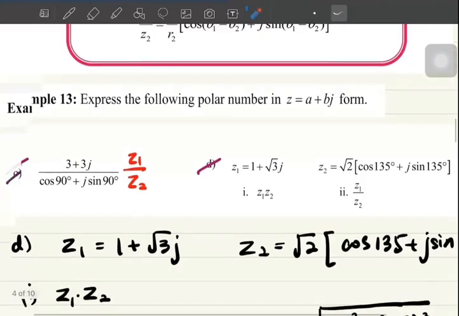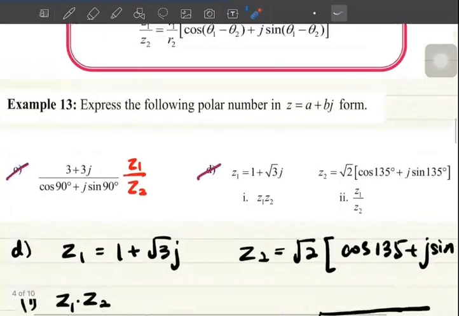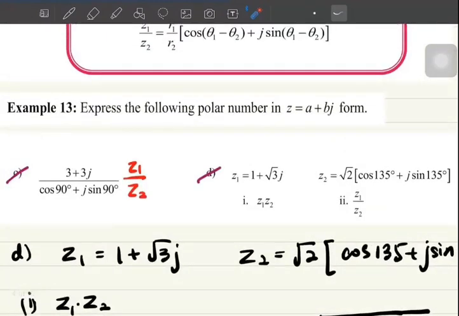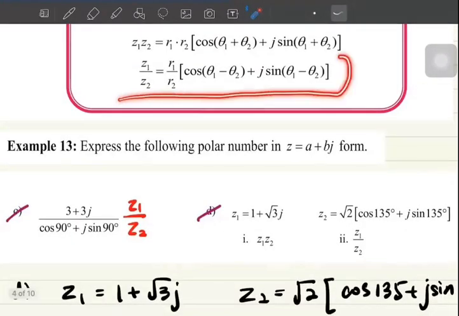Okay, for C. Okay, this one C, you have 3 plus 3j over cos 90 plus j sin 90. So basically what you need to find is Z1 over Z2 lah. Okay, your Z2 is already in polar form. Your problem now is with your Z1 because your Z1 is in general form. So you need to express 3 plus 3j in polar form first, then only you can use this theorem.